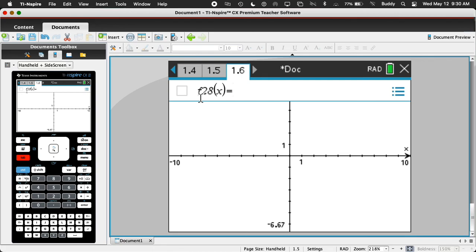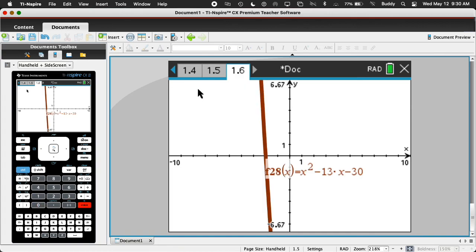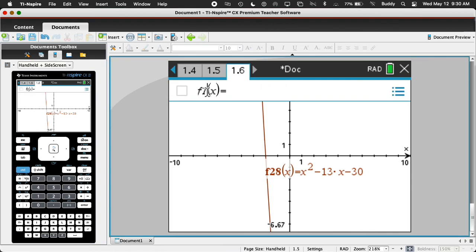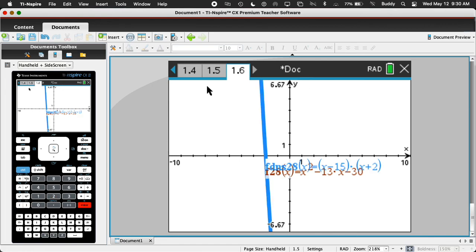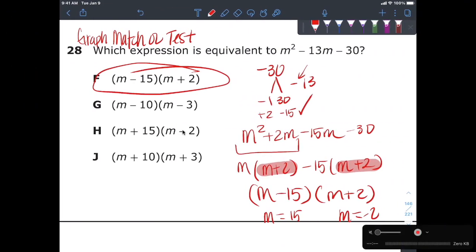So I'll go ahead and type in the original one, remembering that we always want to graph this with x's. So there's my original graph. I'm going to go ahead and type in the second one. And look at that, it lays directly on top of it. So we got this one correct for sure.